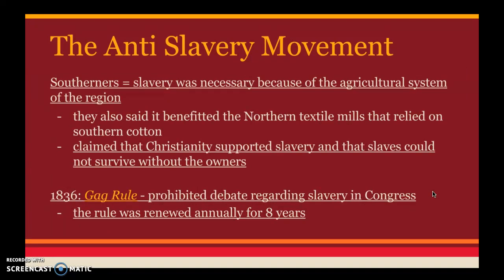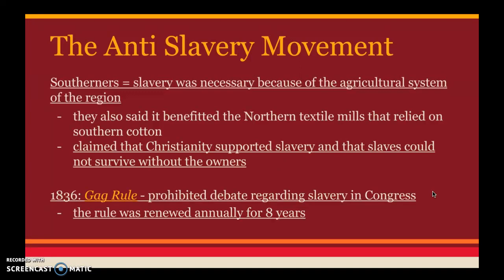Obviously, for us today, it's easy to see that slavery was morally wrong, should have never existed. So in order to understand why there was such fierce opposition against it, you have to understand the viewpoint of the Southerners who relied upon slavery to make a living. So the argument for slavery from Southerners was that slavery was necessary because of the agricultural system of the region. Slavery was the backbone of the economy in the South.